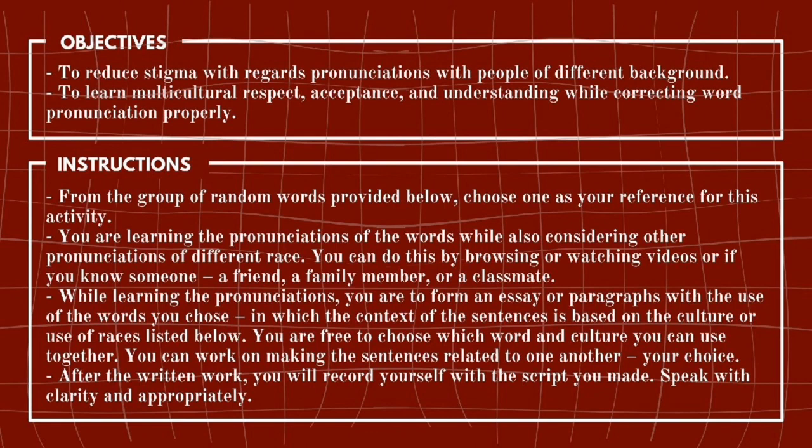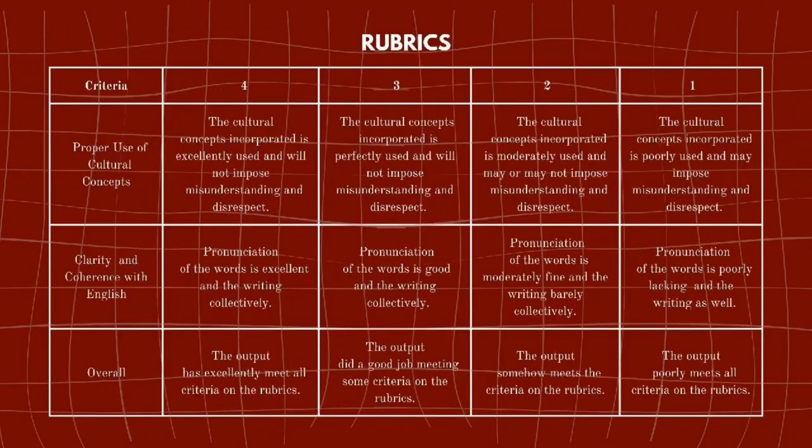Through different language and pronunciation distinctions, students will explore the use of words provided by forming their own example sentences in correlation to the concept of the culture of a country they've chosen. The rubrics follow with a mask for students to work on, considering the proper use of cultural concepts, clarity, coherence, and organization of ideas collectively as an overall criterion for this activity.